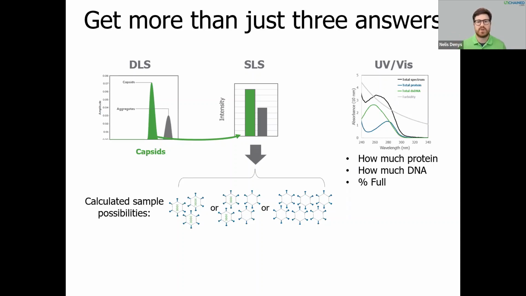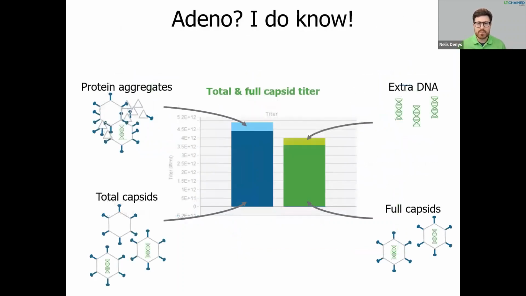And then finally, UV-Vis will come in. You have that information on your total amount of protein, your total amount of DNA, and that gives us a % full as well. And that will be applied to that range you get from DLS and SLS to actually know where you are. You have 80% full samples, and so this is your titer. All to make sure you know your adeno.